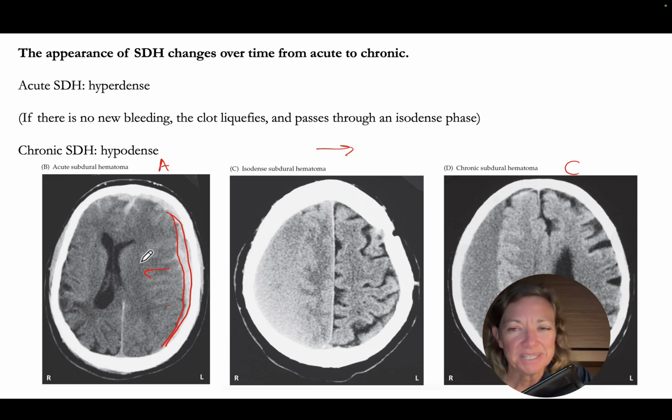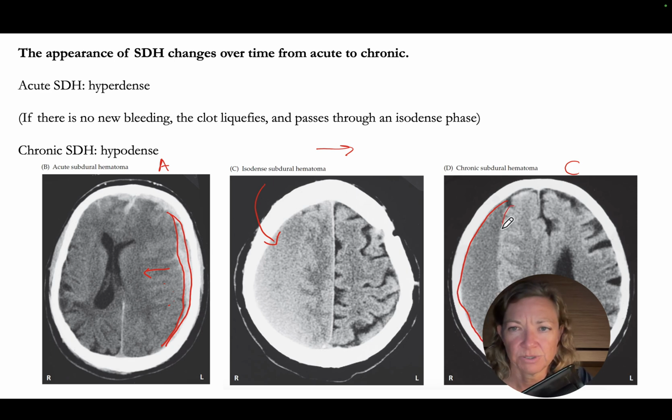Quite often you don't see people in the acute phase with subdural hematoma because it takes so long for their symptoms to develop with this slow bleed. If the bleeding stops, there's an isodense phase where you can't really tell hematoma from brain. And that's because the blood is clotted, it's now liquefying, and if you happen to catch it, this would be an isodense phase. But typically, people with subdural hematoma present when it's relatively chronic. So this bleeding's been going on for quite a long time.